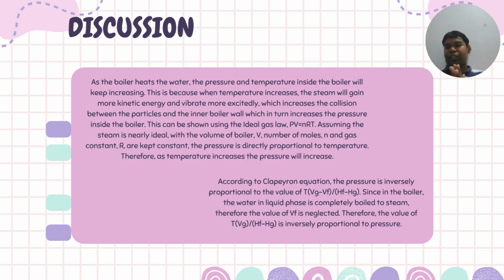For the next part, according to the Clapeyron equation, the pressure is related to T multiplied by the difference of the volume of gas and fluid divided by Hf minus Hg. Since in the boiler the water in liquid phase is completely boiled to steam, the value of Vf is neglected, and therefore we can conclude that T multiplied by the volume of gas divided by Hf minus Hg is inversely proportional to the pressure.